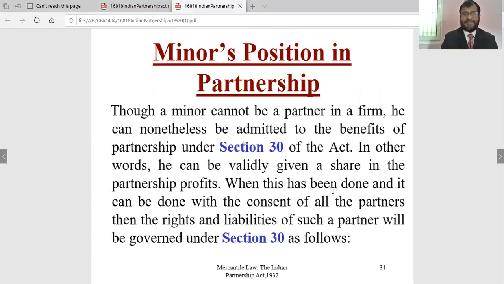Minor's position in a partnership. Even though a minor cannot be a partner in a firm, he can nonetheless be admitted to the benefit of the partnership under Section 30 of the Act. In other words, he can be validly given a share in the partnership profits. Partnership profits, please mark this word. When this has been done, it can be done with the consent of all the partners. Then the rights and liabilities of such a minor will be governed under Section 30 of the Indian Partnership Act 1932 as follows. We will see what Section 30 says.